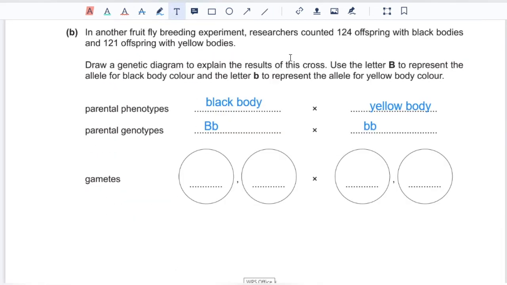Alright, so in part B, you've got 124 black offsprings and 124 yellow offsprings. So yellow offsprings again have the recessive trait, which is almost half as many of the offsprings. So to have half of the offsprings carry the recessive trait, you'd need to have one parent being heterozygous and the other one being homozygous for the recessive trait. And so here you've got the genotypes and the phenotypes with the gametes produced from each of the two alleles of the parents.